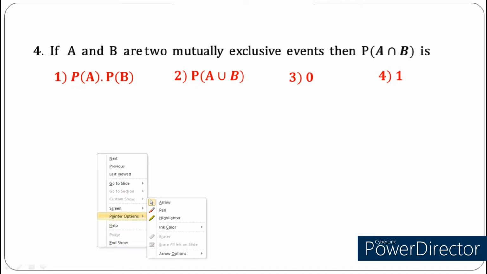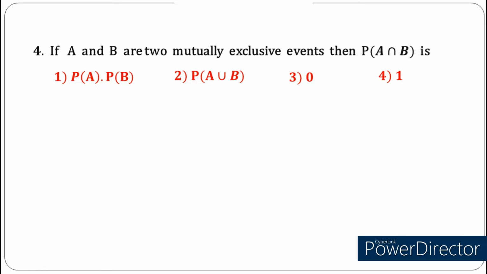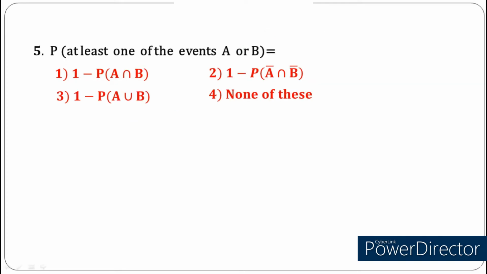If A and B are mutually exclusive events, then P of A intersection B is. See, mutually exclusive events means what? A intersection B is a null set, because mutually exclusive means no common element, right? If there is no common element, the number of elements in A intersection B is 0. So probability is also what? 0. Which option? Option 3, 0. Let's look into the next question.